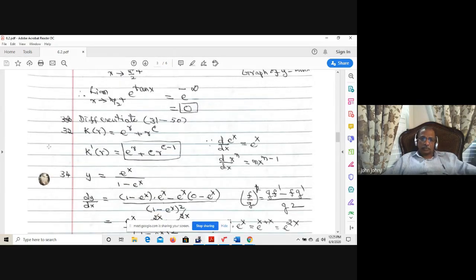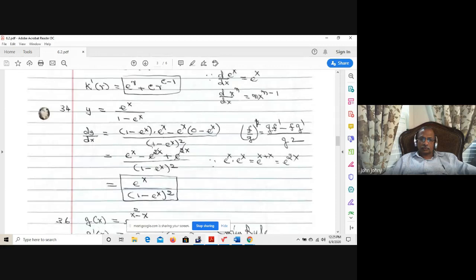Now the remaining questions, just differentiate. And first one, I have worked out all the even numbered questions. So k of r is equal to e to the r plus r to the c. So k prime of r: the derivative of e to the x is e to the x, so the derivative of e to the r with respect to r is e to the r, and here c is a constant. So you recall the power rule: the derivative of x to the n is n x to the n minus 1. So this one is c r to the c minus 1. So the answer is e to the r plus c times r to the c minus 1.